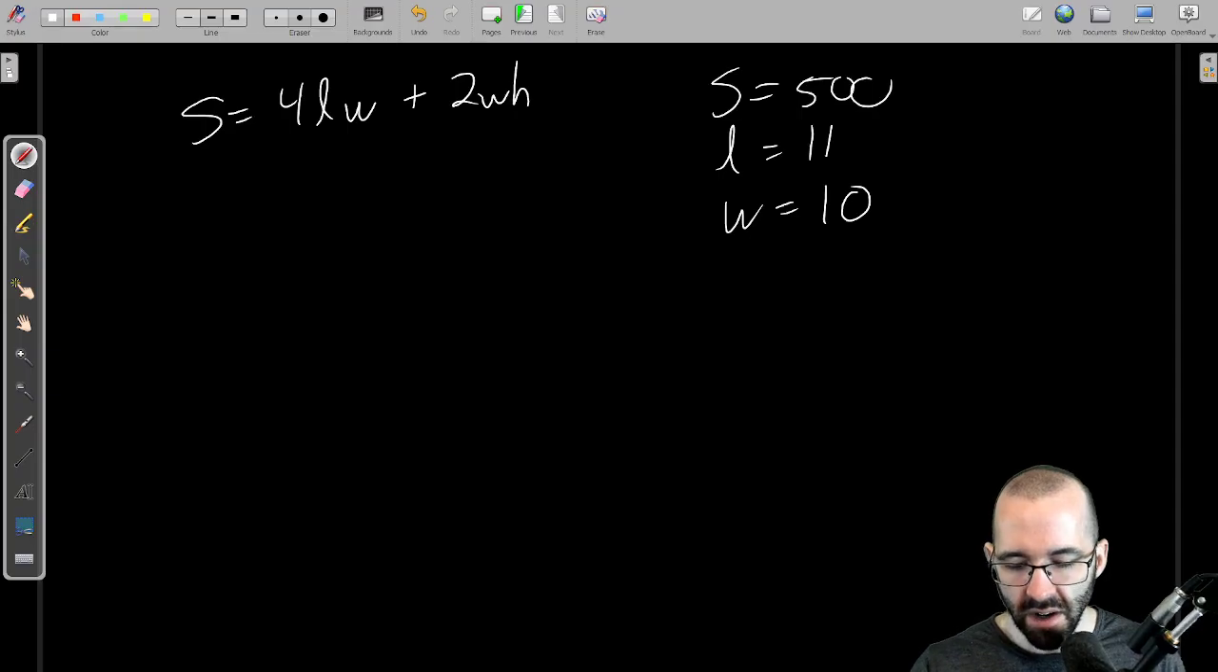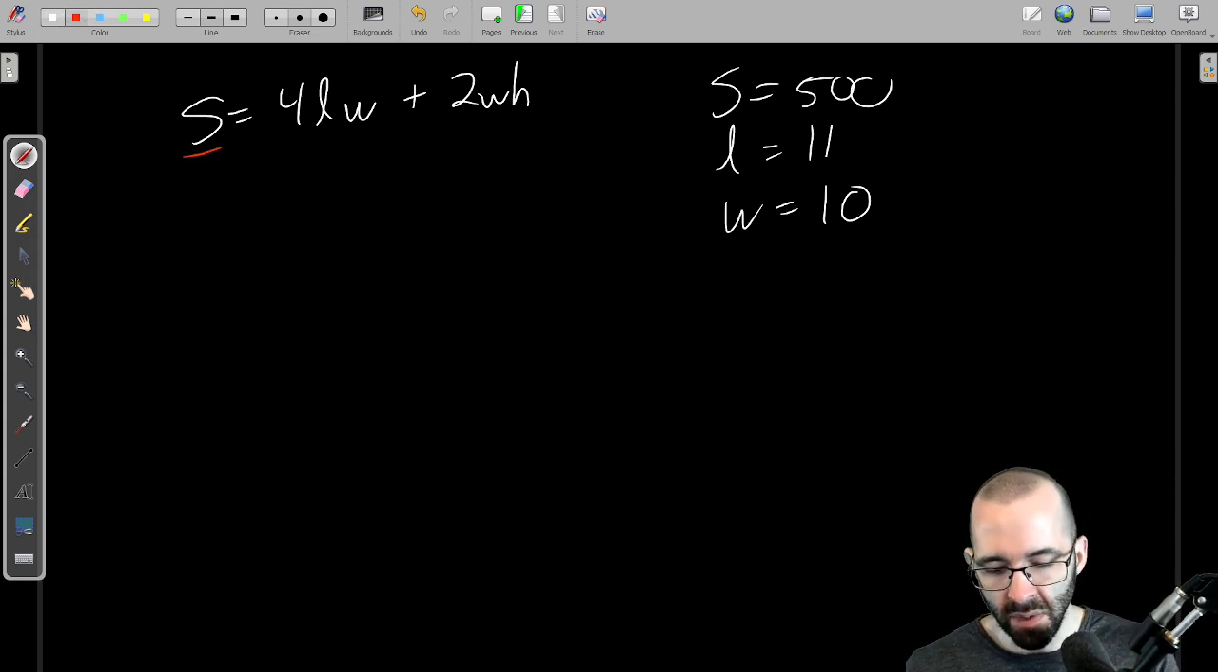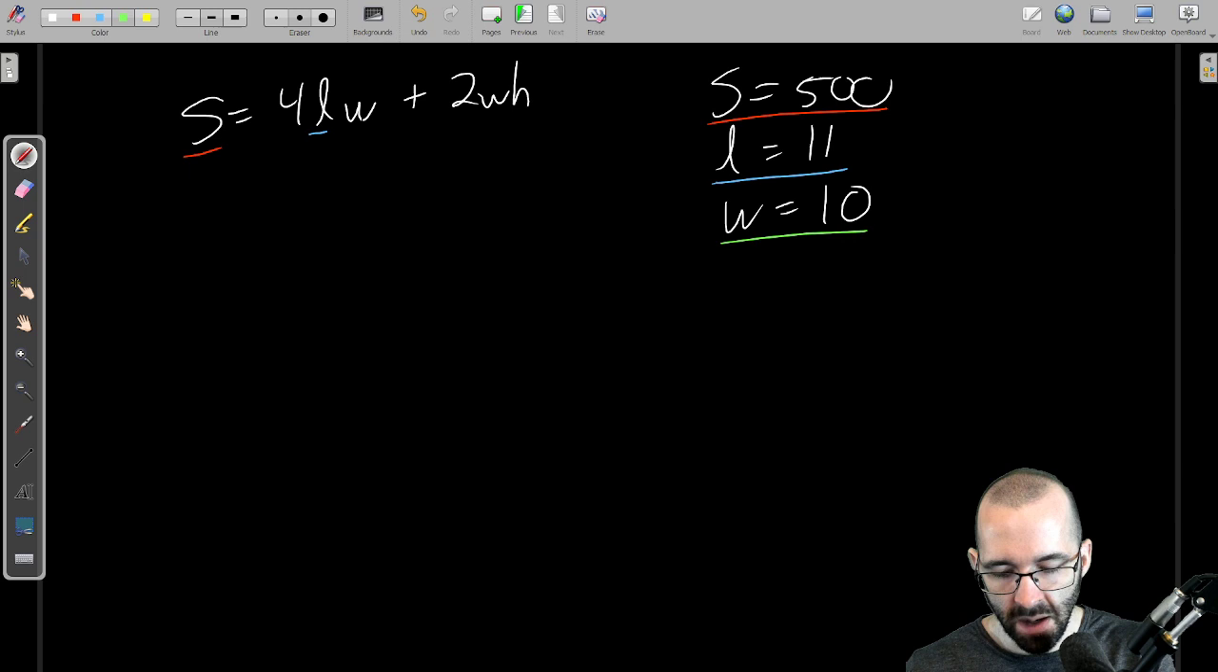Let's solve for the unknown variable. First off, what is the unknown variable? Well, we know what S is. We know what L is. And we know what W is. So we need to solve for H.